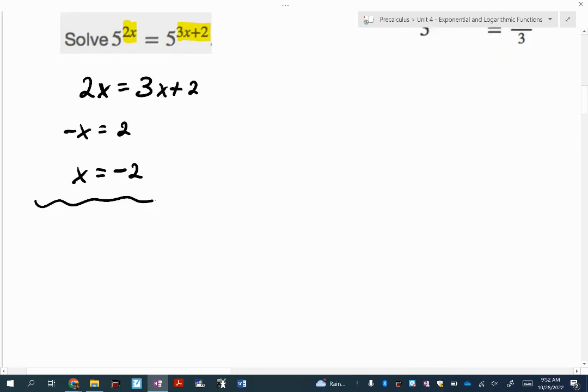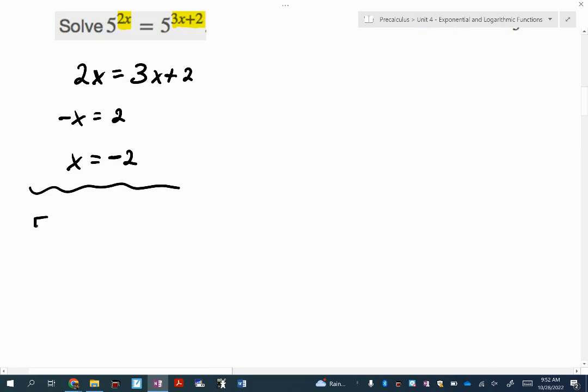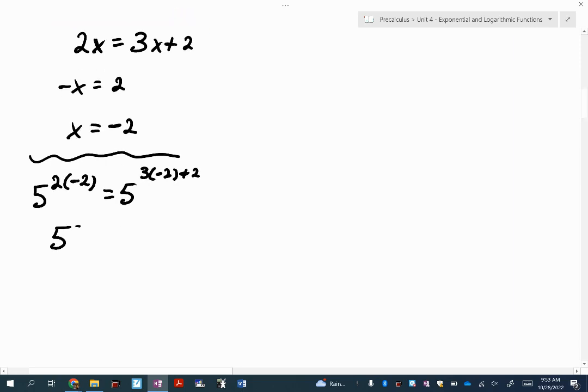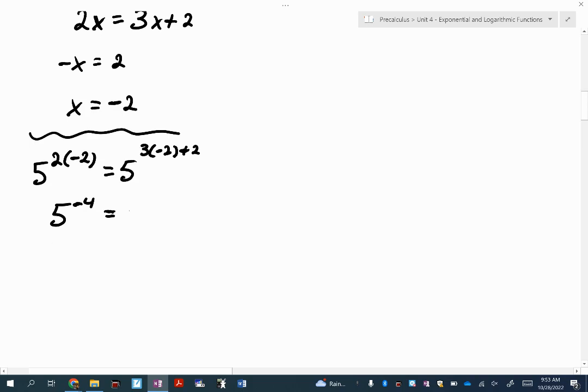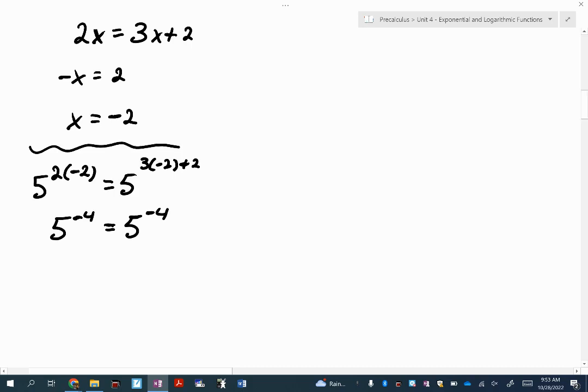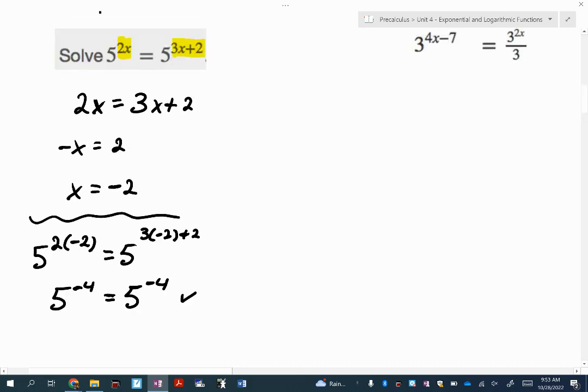Now, if you want, you can always check this. Plug it back in. 5 raised to the 2 times negative 2 power equals 5 raised to the 3 times negative 2 plus 2 power. That's going to be 5 to the negative fourth power, or 1 over 5 to the fourth power. And this is 5 raised to the negative 6 plus 2, which is negative 4. So it does work.